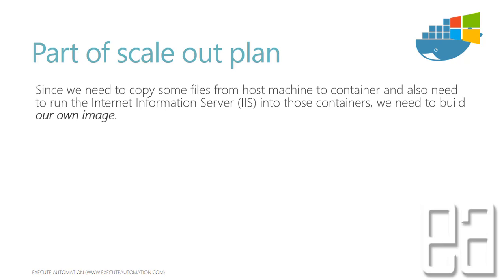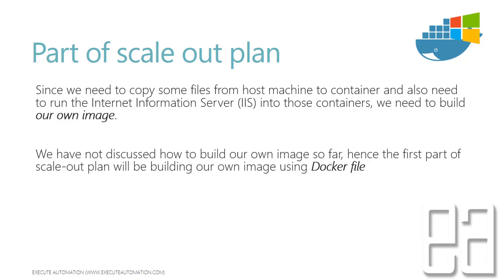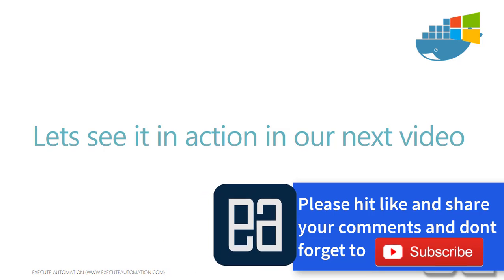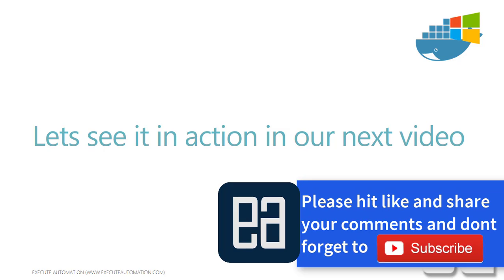Part of the scale plan is that since we need to copy some files from the host machine to the container, and also run Internet Information Server in those containers, we need to build our own image. We have not discussed how to build our own image so far in our Understanding the ABC of Docker video series or the Docker for Windows video series. Hence, the first part of the scale plan will be building our own image using what is called a Dockerfile. We will see all these concepts in the upcoming videos of this course. The first video is going to be the Dockerfile, where we will start understanding what a Dockerfile is all about and how to build a real new image using it.